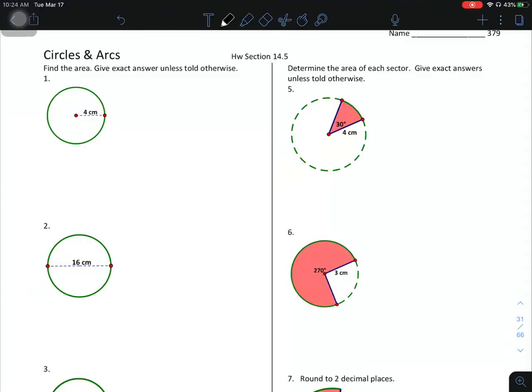This is geometry, section 14.5, homework.